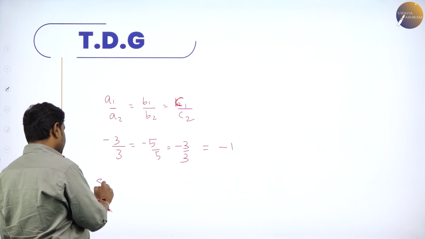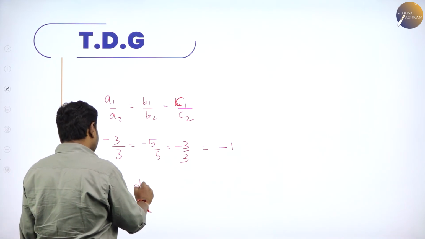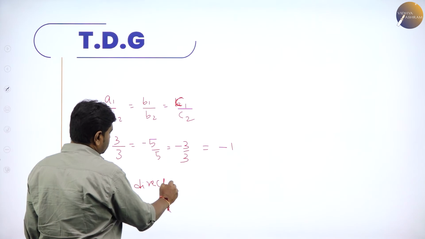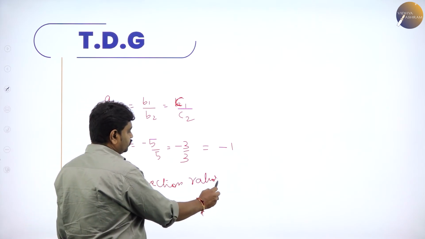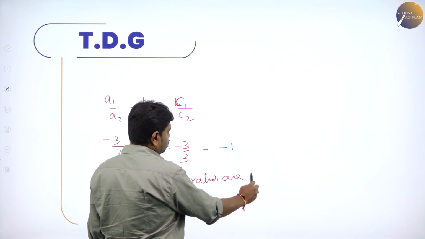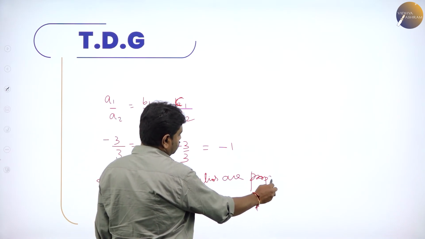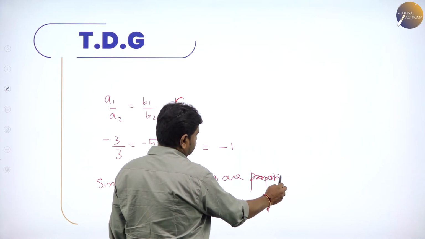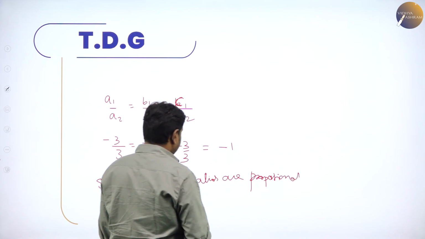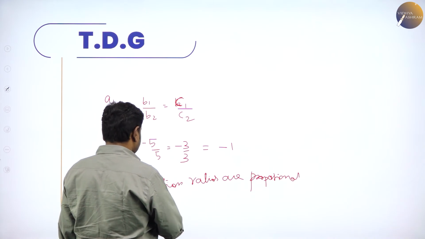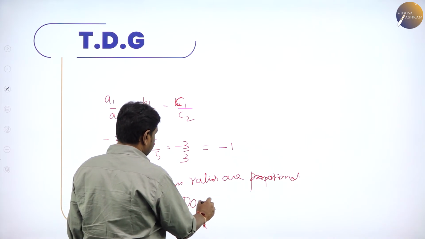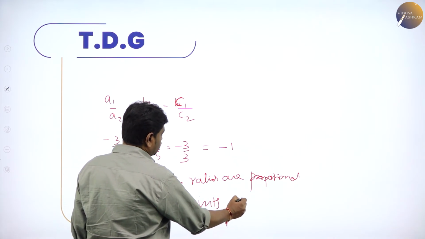So since direction ratios are proportional, they're proportional, therefore vector points are collinear. Therefore the points are collinear.